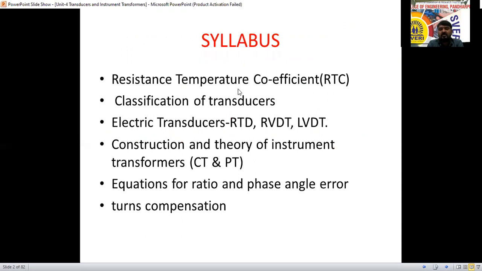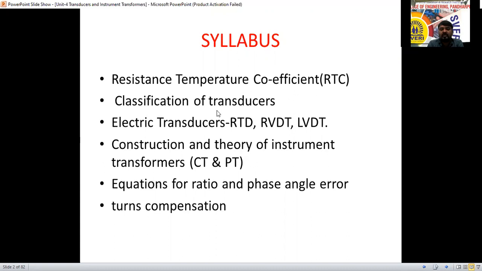Per degree change of temperature, how much the resistance will change, that is nothing but the resistance temperature coefficient. We are going to denote it as alpha. We'll discuss the relation between resistance and temperature for different materials. Next, the RTD is there.